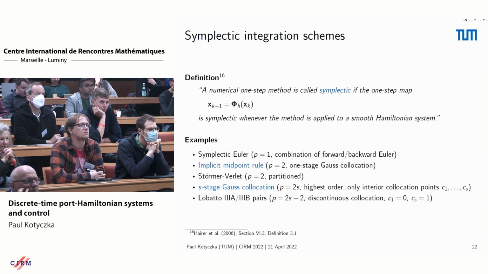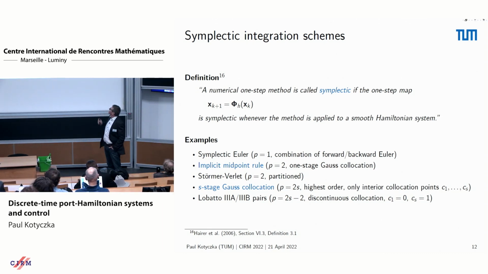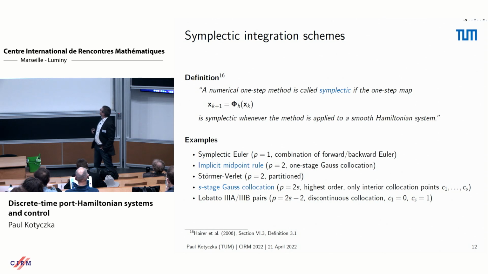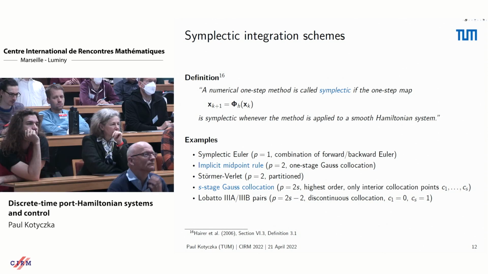Okay, and now we're going to integration. And we stick with one-step integration methods. A numerical one-step method is called symplectic if the one-step map is symplectic. This means area conserving in that sense whenever the method is applied to a smooth Hamiltonian system. And there's a bunch of examples, and in this talk we will stick to the implicit midpoint rule as the simplest of the one-stage Gauss collocation schemes.